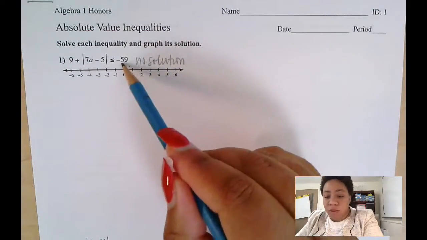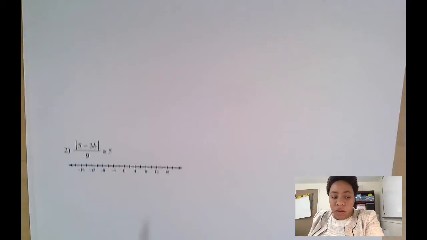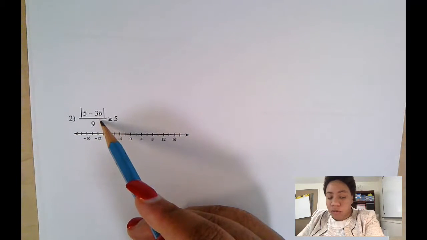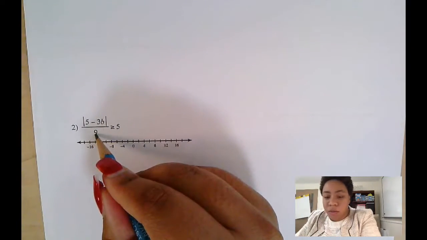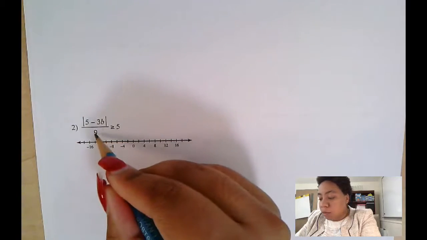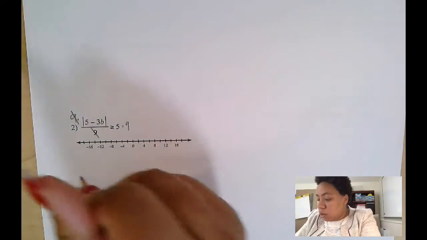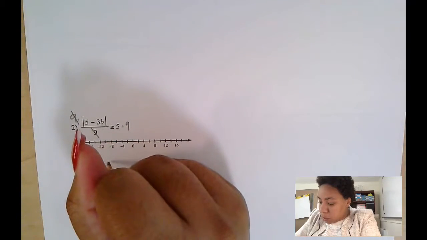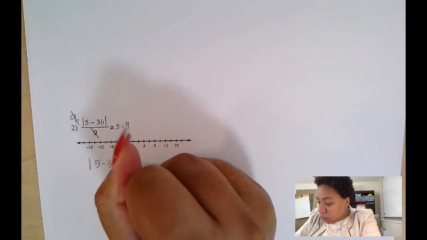Whenever you see a negative number for these types of inequalities, then you can't do it, so it's no solution. Okay. For the next one, you know how to solve, but I want to quickly go over how to do these. Before you do anything, you get rid of what's on the outside, which is the 9. So you're going to multiply by 9 on both sides, cancel that out, and then you get the absolute value of 5 minus 3b is greater than or equal to 45.